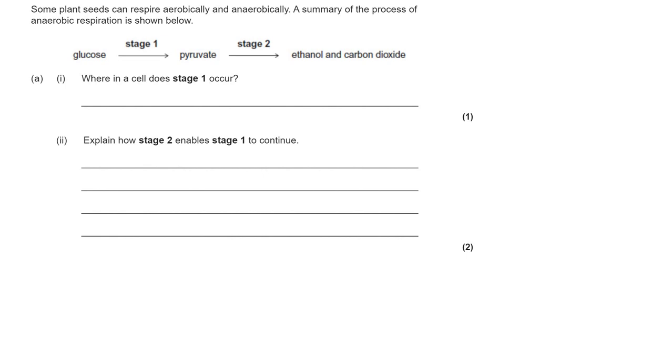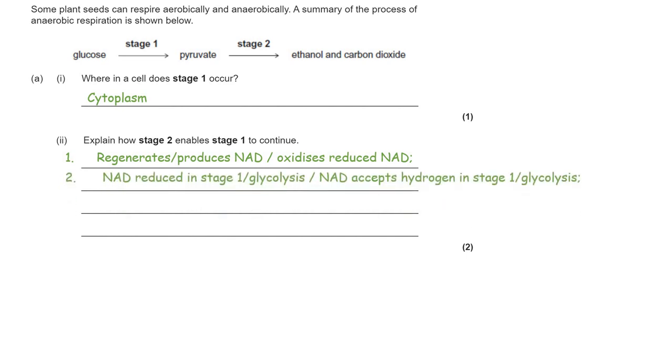Some plant seeds can respire aerobically and anaerobically. A summary of the process of anaerobic respiration is shown below. Where in a cell does stage 1 occur? So glucose going to pyruvate is going to be in the cytoplasm because it's glycolysis. Explain how stage 2 enables stage 1 to continue. So it regenerates the NAD, or oxidises the reduced NAD to produce NAD. And NAD is reduced in stage 1, in glycolysis.